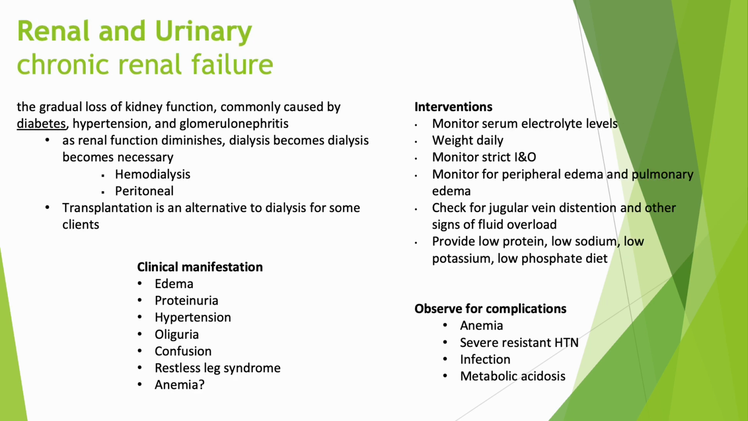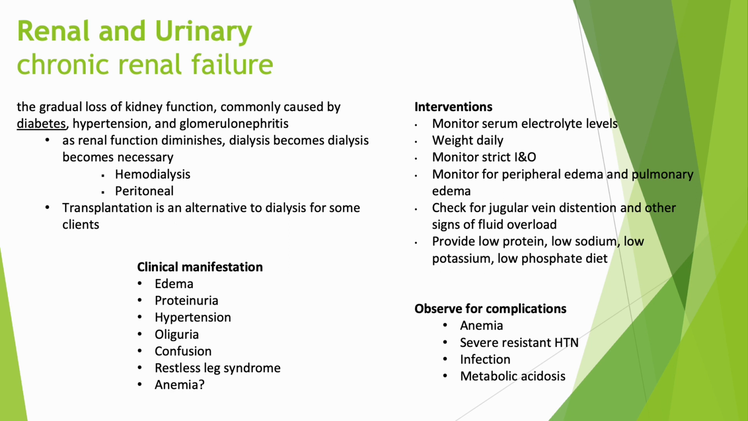Good job. Okay, so renal and urinary: chronic renal failure. We need to know about hemodialysis. What can go wrong with hemodialysis? Know the difference between hemodialysis, traditional, and peritoneal. Know that we need to give them midodrine if their blood pressure is too low prior to them getting dialysis. Know the manifestations. Perfect. Observe for complications.